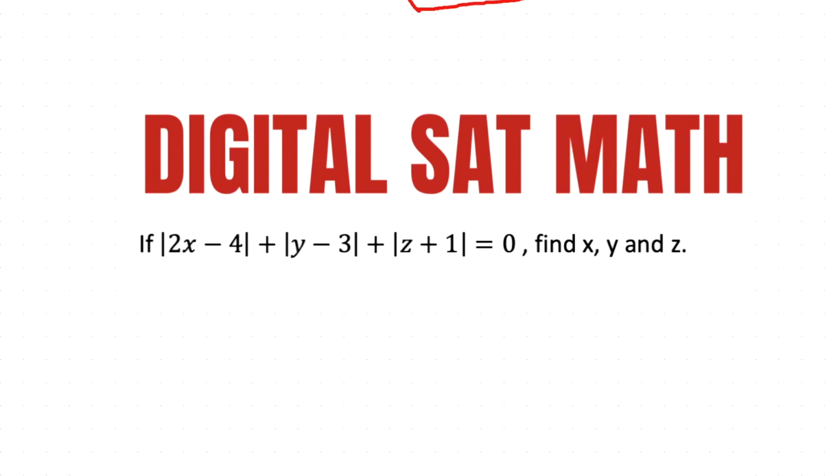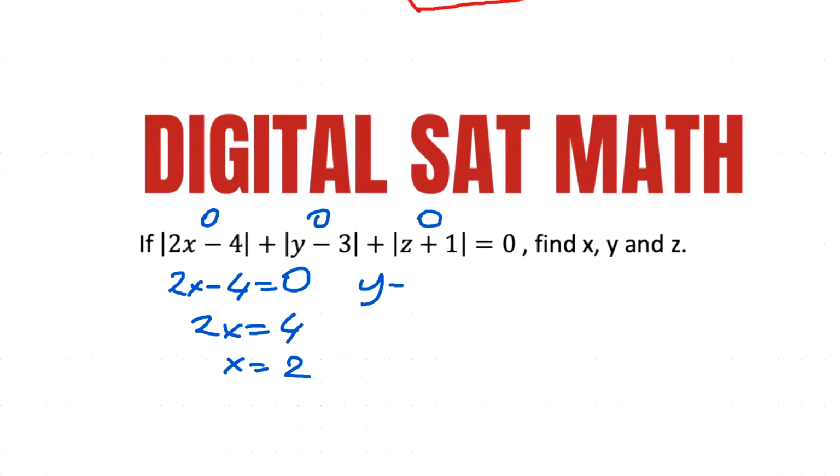When you add 3 absolute values, if you end up finding 0 for the result, that means each of these absolute values must be equal to 0. So if you say 2x minus 4 is equal to 0, 2x will be 4, and x will be 2. Y minus 3 is equal to 0.